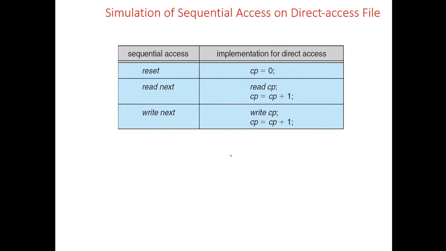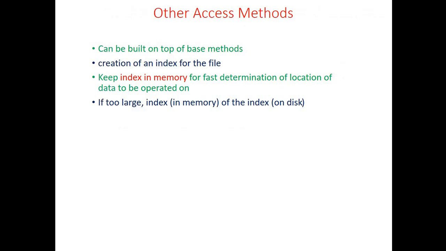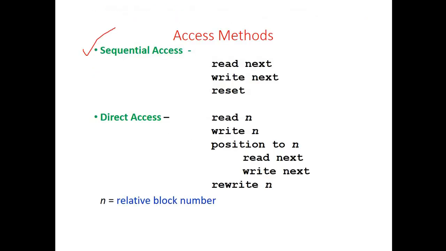So this is called sequential access file. Whereas in a direct access file, you can directly access the contents of the file at any location by specifying the block number or record number. Just you say read n, that means it will read the nth record from the file. Write n means it will write at the nth record in the file. Position to n means you can reposition the current file pointer position to a specific record in the file.